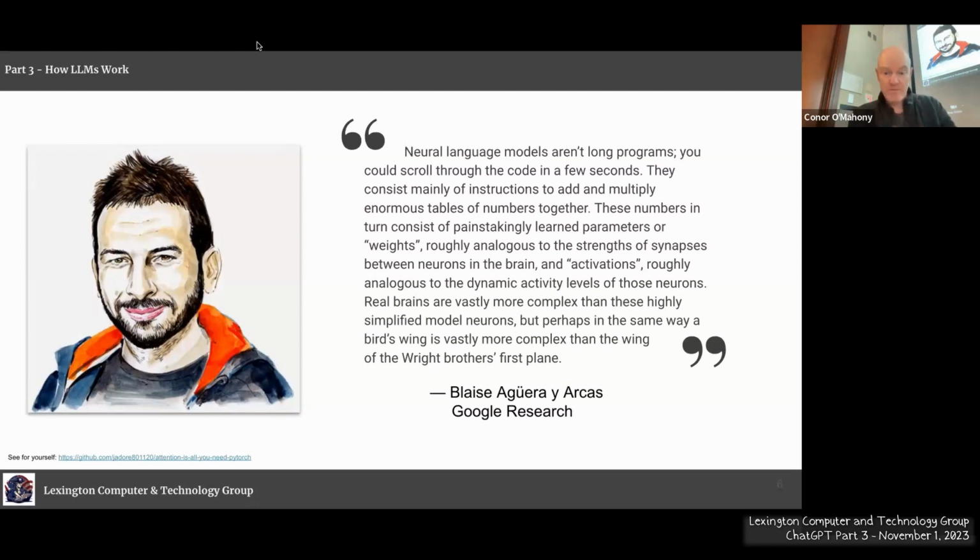This guy, Blaze, Google Research, quite a prominent person, we actually came across him last week as well, mentioned that real brains are vastly more complex than these simplified model neurons, but perhaps in the same way as a bird's wing is vastly more complex than the wing of the Wright brothers' first plane. So the code to implement these systems is pretty straightforward and pretty simple. All of the smarts are in the training that derives the weights in the neural network.